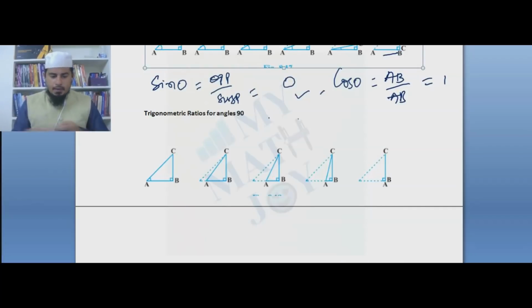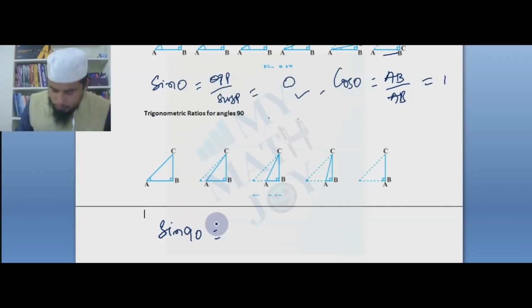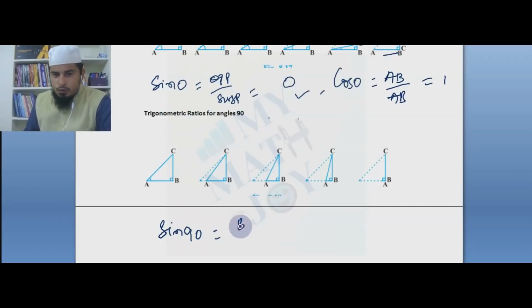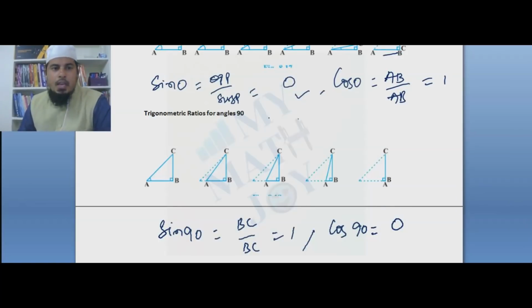So if we want now sine 90 value, exactly what is going to happen? Opposite by hypotenuse, and opposite is BC, hypotenuse is also BC because they both overlapped each other. So BC by BC answer is going to be 1. Similar fashion, if you want cos 90 value, adjacent by hypotenuse, adjacent is vanished. We got adjacent as 0. Now answer is 0. In this way, as we found for sine 0, sine 90 and cos 0, cos 90, you should find for other trigonometric ratios.